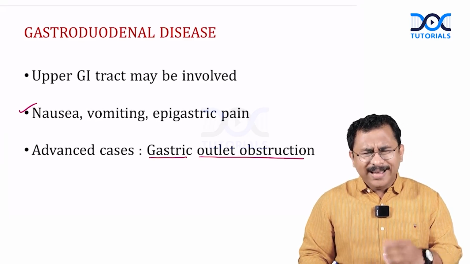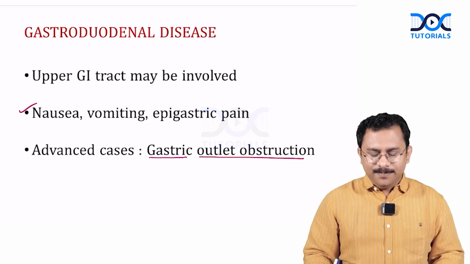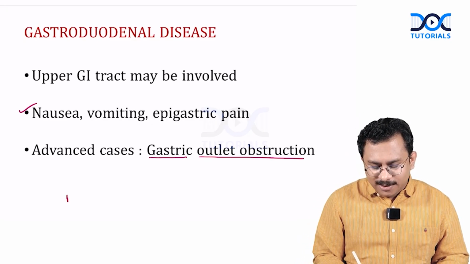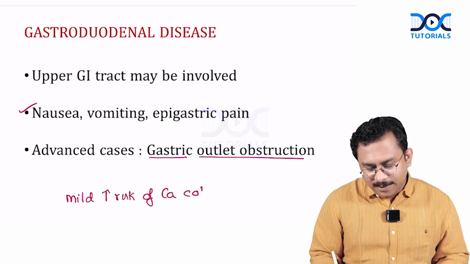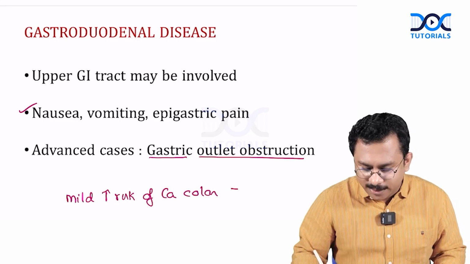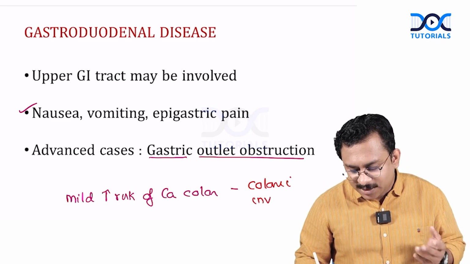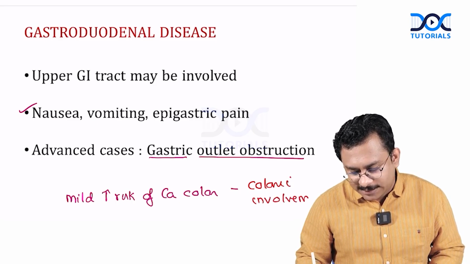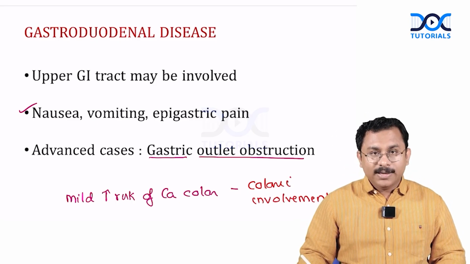And rarely, Crohn's disease can progress to malignancy as well. So there is a mild increased risk of CA colon, and that is in case of colonic involvement. Okay, only if there is a colonic involvement, not in case of any sort of gastroduodenal disease, but when there is a colonic involvement, there is a mild increased risk of CA colon.